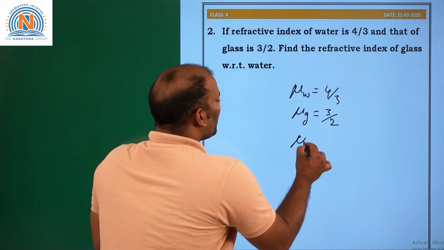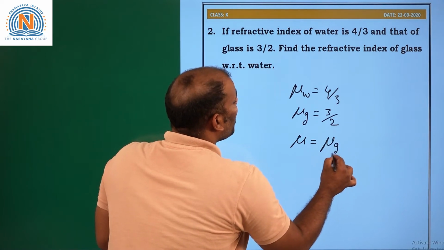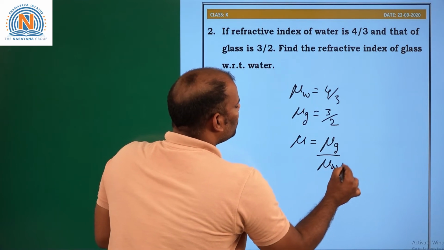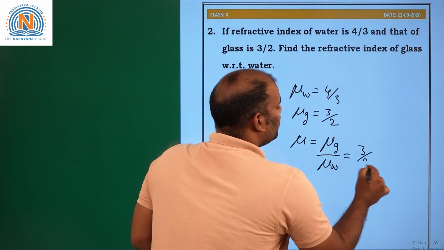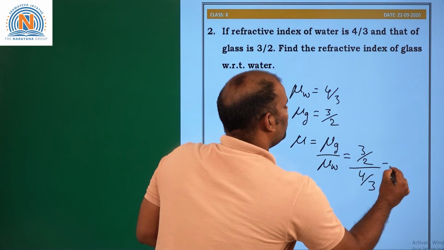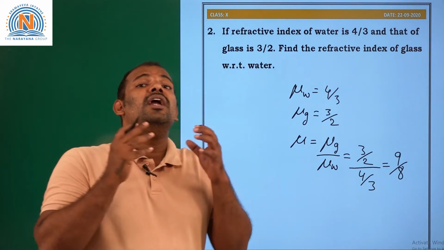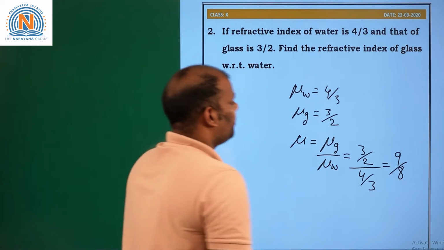So relative refractive index mu is equal to refractive index of glass with respect to refractive index of water. So here refractive index of glass is 3/2 over 4/3. Then you get 9/8. This is the relative refractive index. Okay, question number 3.